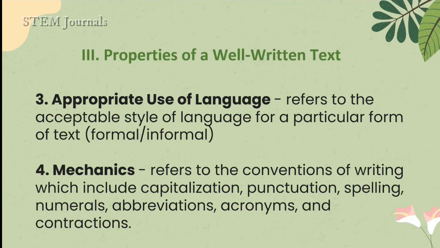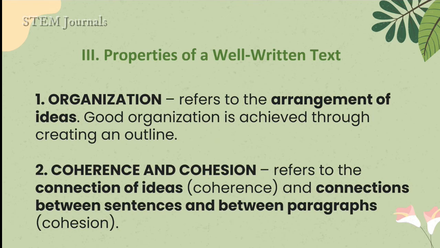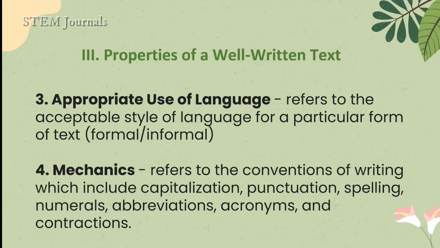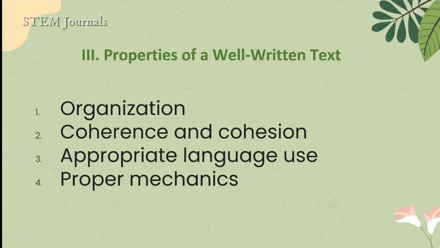So these four things: organization, which is the arrangement of ideas; coherence and cohesion, coherence that shows the connection of ideas; cohesion naman yung sa sentences and paragraphs; the use of language, whether formal or informal; and mechanics, ito yung mga properties that tell you whether a text is well written or not. Okay? Apat lang yan. Again, do not memorize, just familiarize yourself with the term. Para kahit example yung binigay sa inyo, kahit application yung style ng test, madali nyo malalaman kung alin doon yung pinakita. Is it coherence and cohesion?